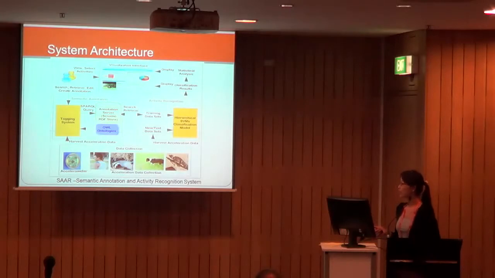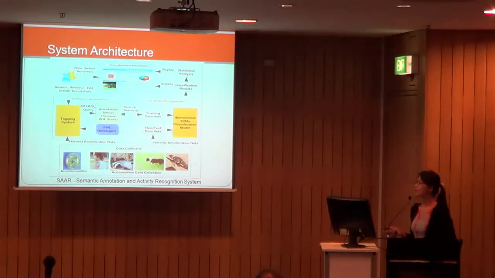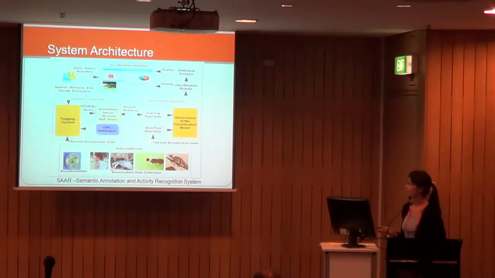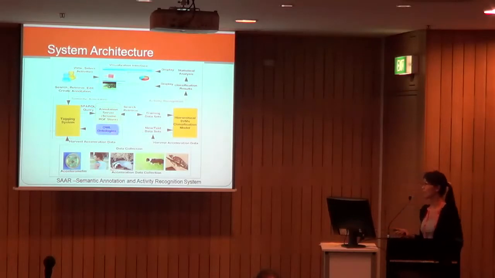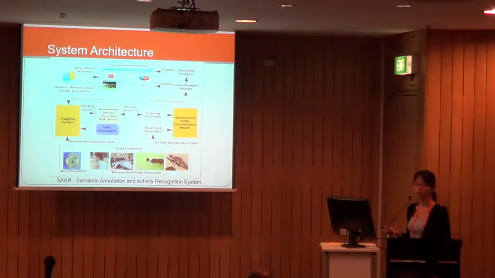So after they upload their data to the tagging system, they can visualize their data in our visualization tool. With this tagging system, the ecologist can attach an annotation to a segment of data in the visualization tool. And then this annotation will be marked up with ontology and saved in an independent annotation server. Then later, other users can search and retrieve these annotations.